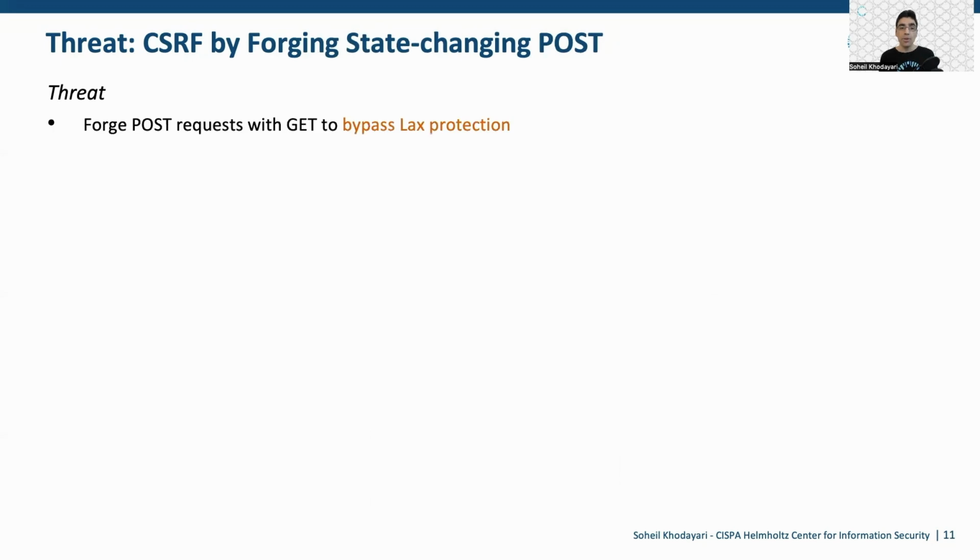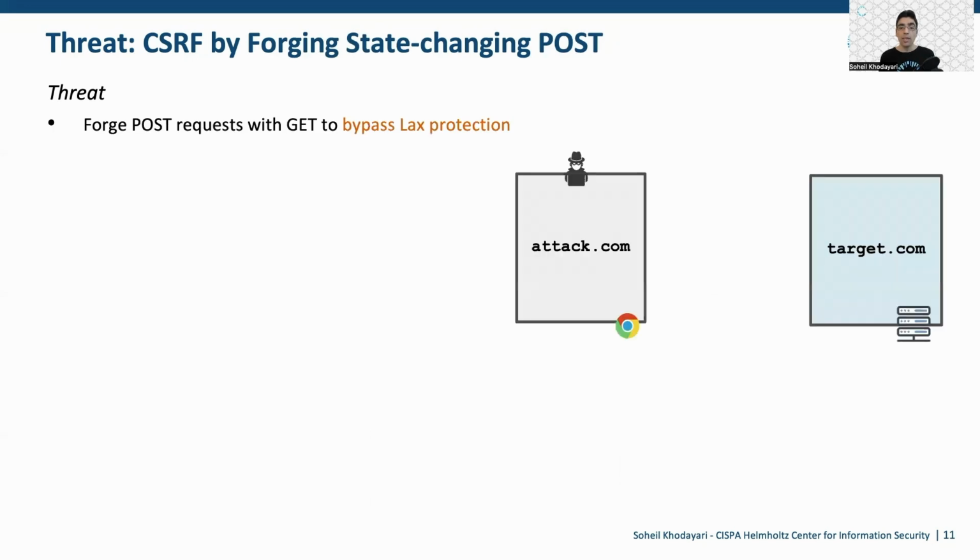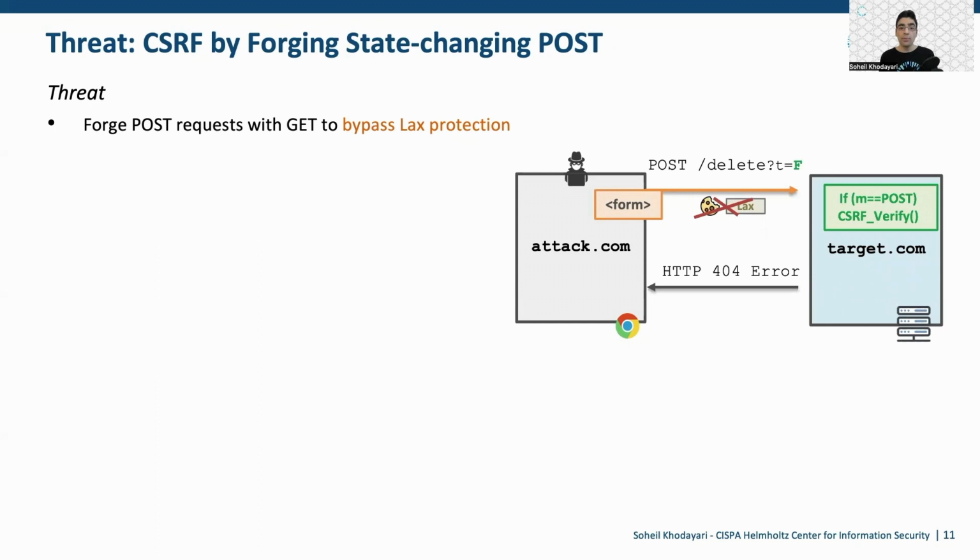Another threat is forging POST requests with GET to bypass the Lax protection. So again, assume that we have the two sites, attack.com and target.com, and the attack page sends a POST request to the target site. And because of the Lax by default, the browser will not include the cookie in this request. And even if it did, because the web application checks the CSRF token for the POST request, which in this case is a false token F, the web app will reject the request correctly with a 404 status code. However, if now the attacker submits the same request with a different HTTP verb, that is GET, then the browser will include the Lax cookie in the request. And additionally, this web app only verifies CSRF tokens for POST requests. Thus, the attacker achieves a successful CSRF.